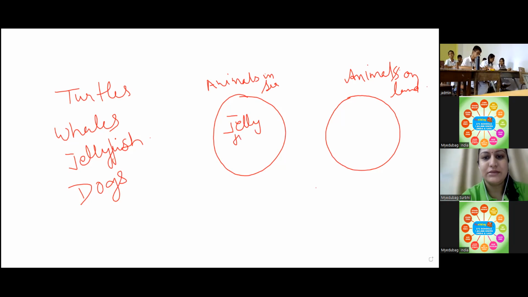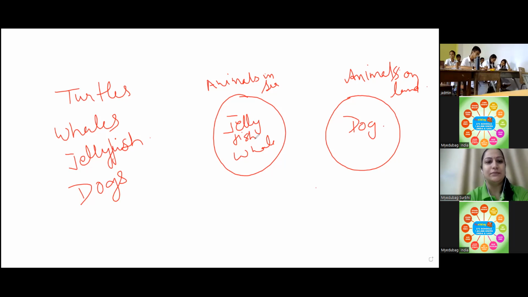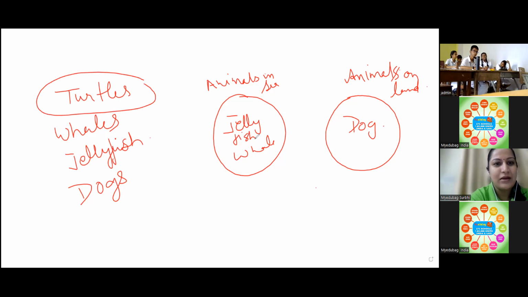It is jellyfish, dog, whale. Now what about the turtle? Where does a turtle live? In the sea or on land? Yes, guys. Now, a turtle is sometimes in the sea and sometimes on land, right?